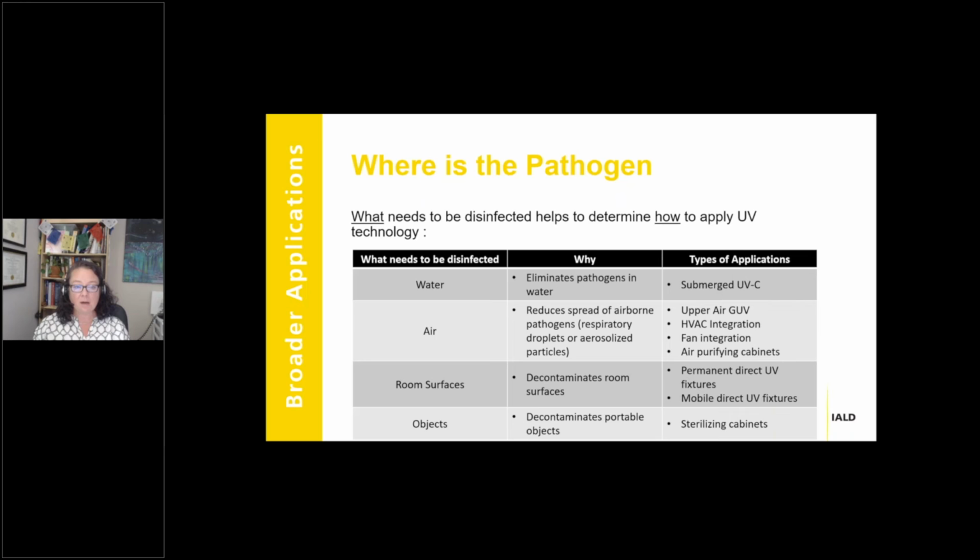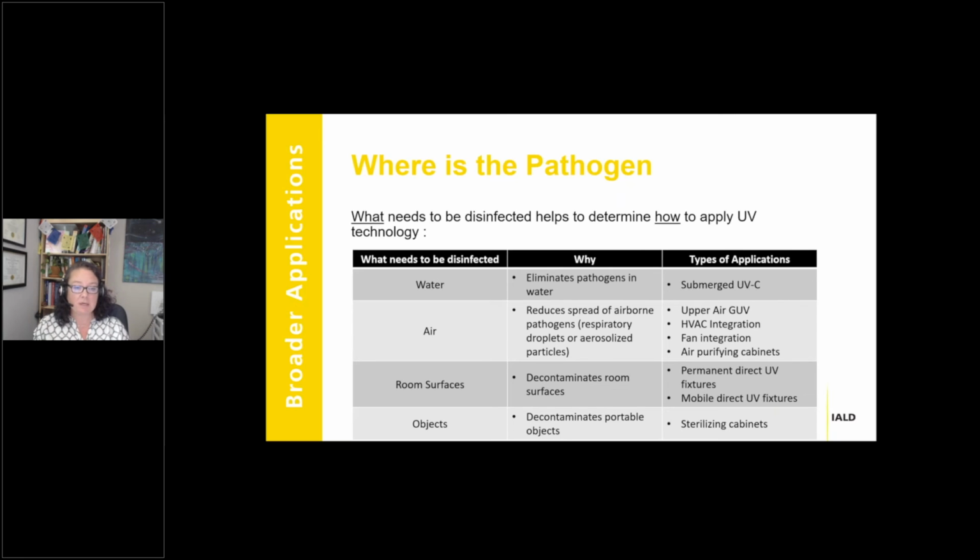There are also portable air purifying cabinets. Think your typical home or office standalone air purifier, but with a shielded UVC source. These options are handy because they don't require electrical or architectural infrastructure, but the radius of effectiveness is pretty limited. In other words, they really don't work well in large spaces.